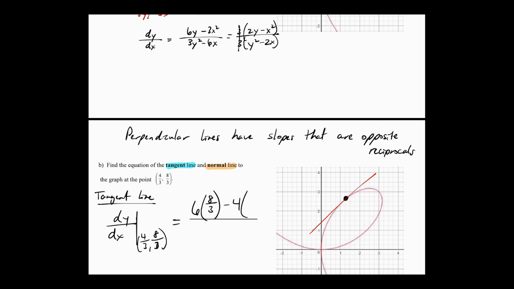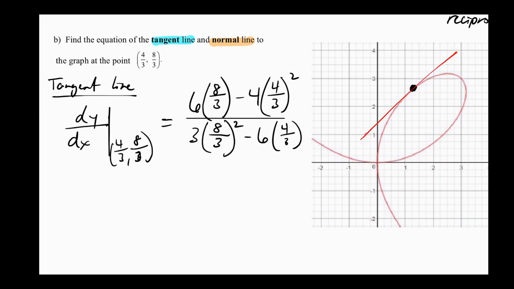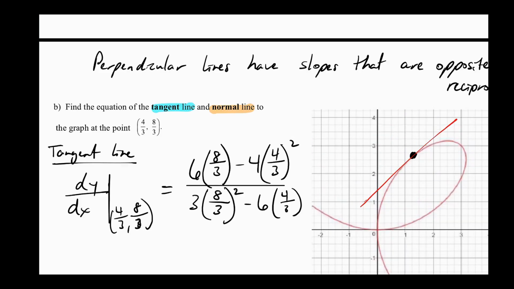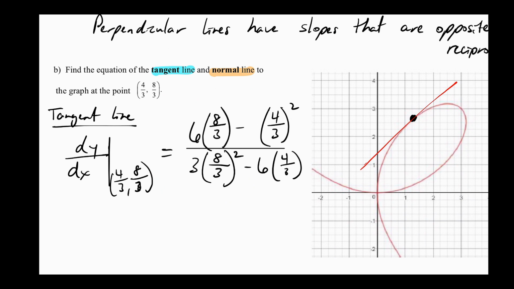minus 4 times 4/3 squared, over 3 times 8/3 minus 6 times 4/3. Okay. Wait, 4? Should be a 4, right? Should be a 3, yeah. Yep. I knew that 4 looked weird. Should be a 3. There we go. Okay.